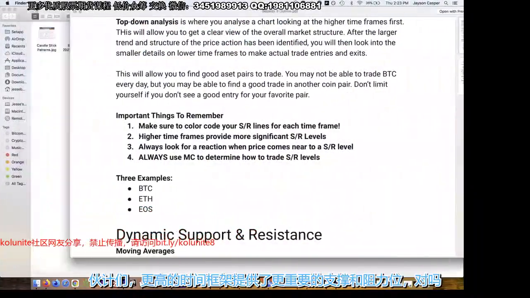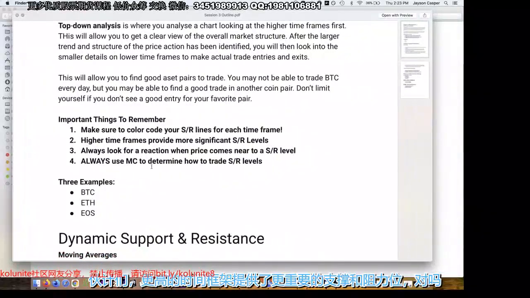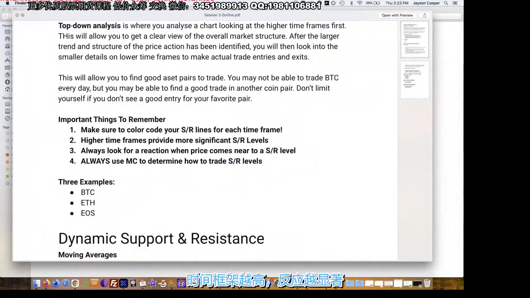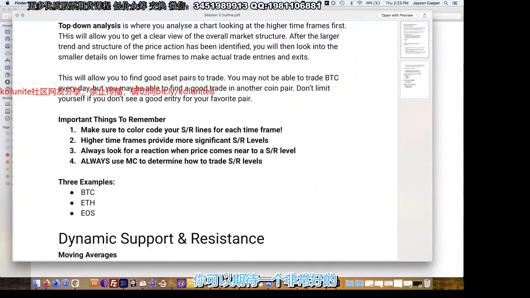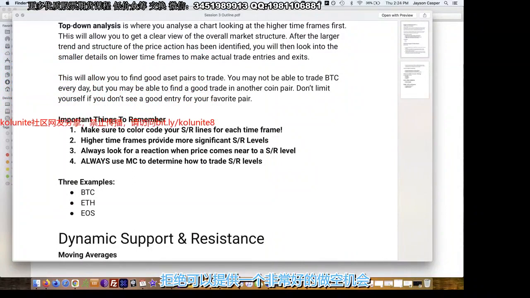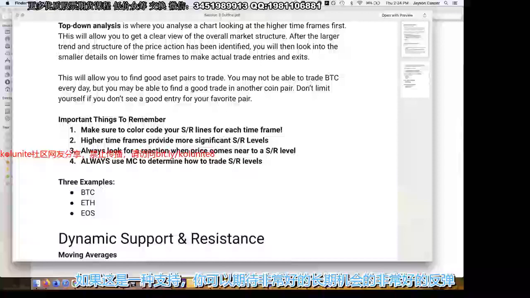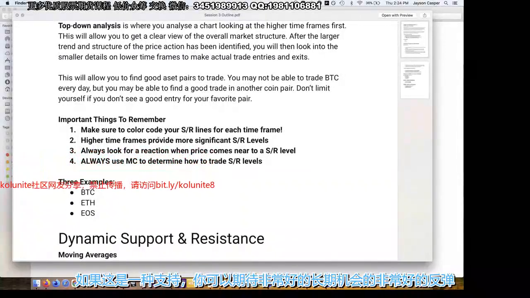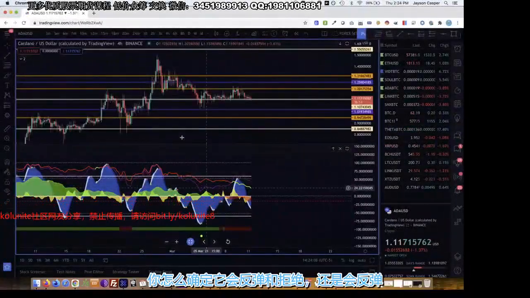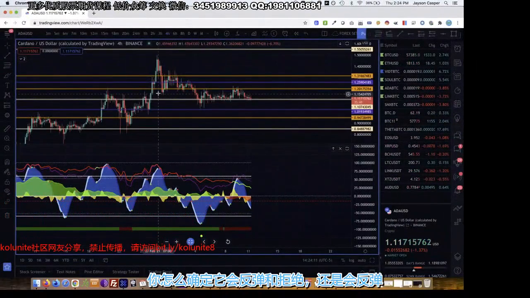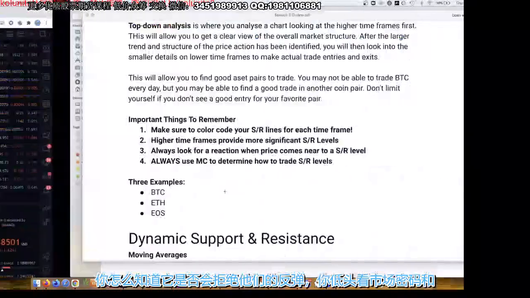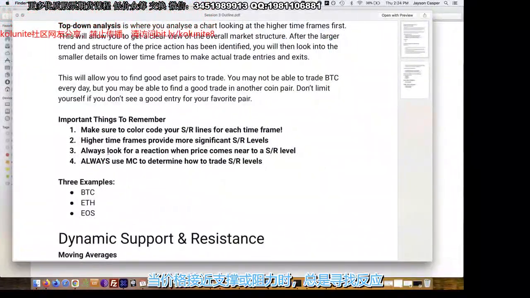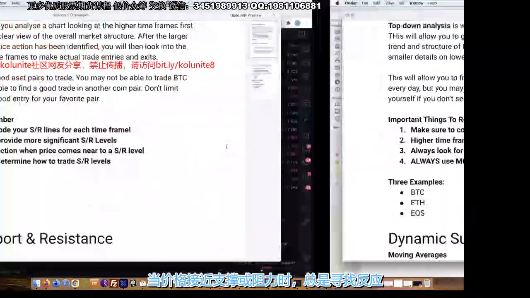Second thing, guys, higher time frames provide more significant support and resistance levels, right? This is what I was just saying. The higher the time frame, the more significant of a reaction you can expect when price gets to that level. If it's a resistance, you can expect a really nice rejection. It could offer a really good shorting opportunity. If it's a support, you can expect a really nice bounce, a really good longing opportunity. And how do you know for sure if it's going to reject or bounce? You look down at Market Cipher, and that will tell you. Always look for a reaction when price comes near to a support or resistance level.